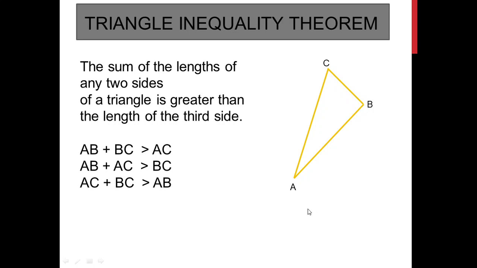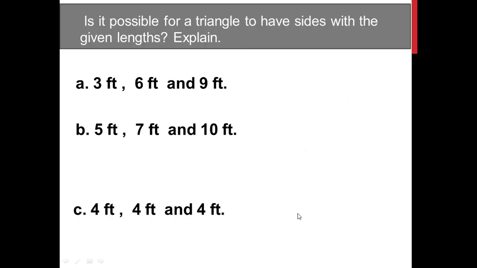So let's have an example for this one. I have here three given sides. Is it possible for a triangle to have sides with these given lengths? And explain why. Letter A, 3, 6, and 9 feet. Now I want you to pause the video and try to check if these given dimensions make a triangle.